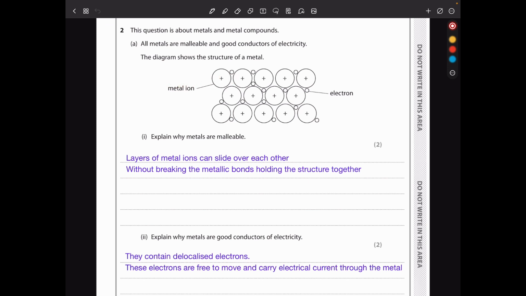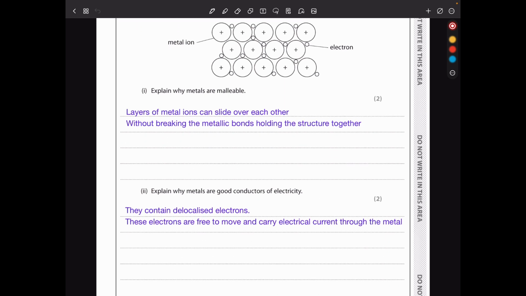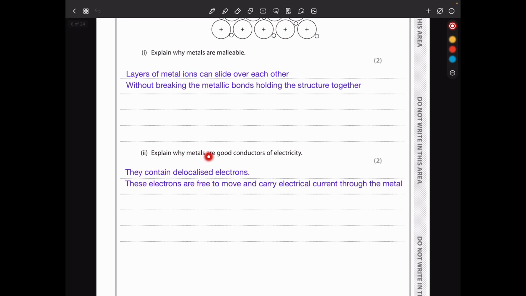Metals are malleable because when a force is applied, the layers of ions slide over each other, but the electrons remain holding them together, so the structure doesn't break. So I said layers of metal ions can slide over each other without breaking the metallic bonds holding the structure together. And then explain why metals are good conductors of electricity.